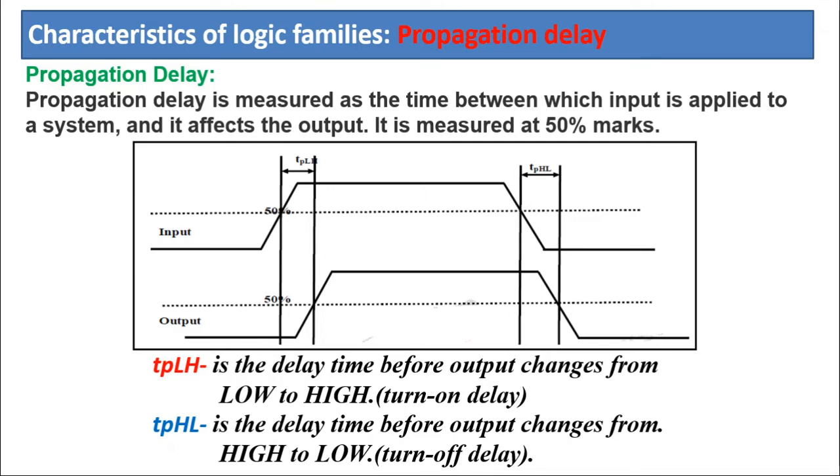Propagation delay. Propagation delay means the delay before a change in the input is reflected in the output. It is measured as the time between which input is applied to a system and it affects the output. It is measured at 50% marks.